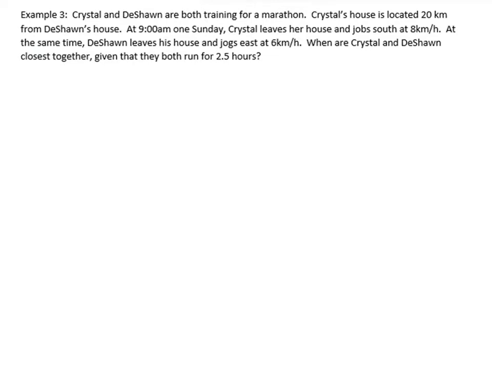Okay, example 3. Crystal and Deshawn are both training for a marathon. Crystal's house is located 20 kilometers north from Deshawn's house. At 9 a.m. one Sunday, Crystal leaves her house and jogs south at 8 kilometers per hour. At the same time, Deshawn leaves his house and jogs east at 6 kilometers an hour. When are Crystal and Deshawn closest together, given that they both run for 2.5 hours?